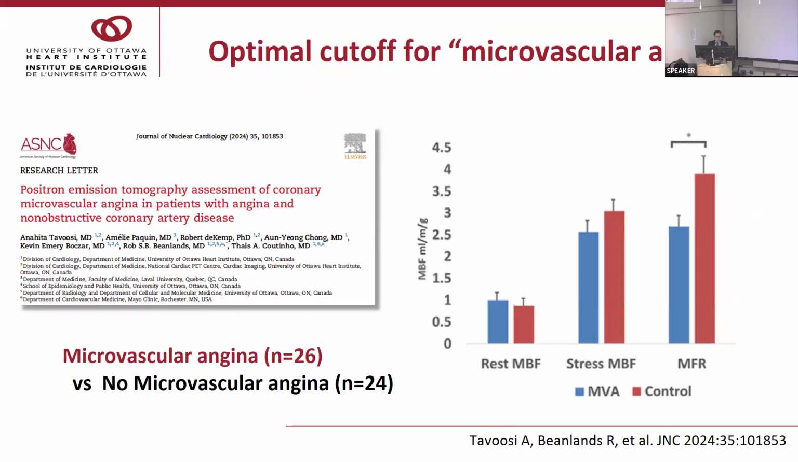This is data from our center. Dr. Taqueti and colleagues evaluated PET flow parameters in patients with angina with non-obstructive CAD. Among 50 patients, 26 patients were diagnosed as microvascular angina, and patients with microvascular angina had a reduced MFR compared to those without. And interestingly, the optimal MFR cutoff was actually 3.12 for diagnosis of microvascular angina in this population.